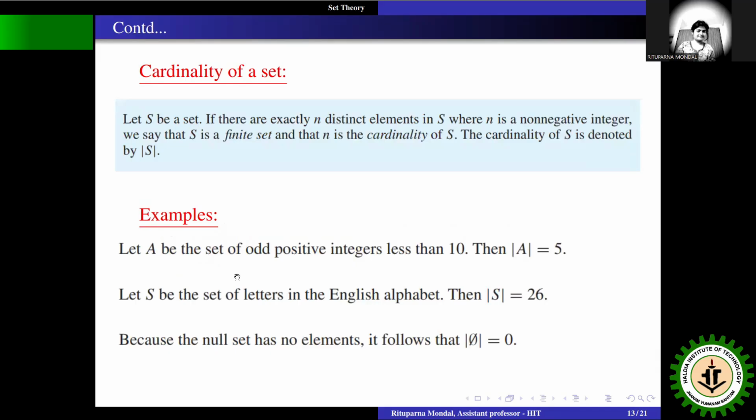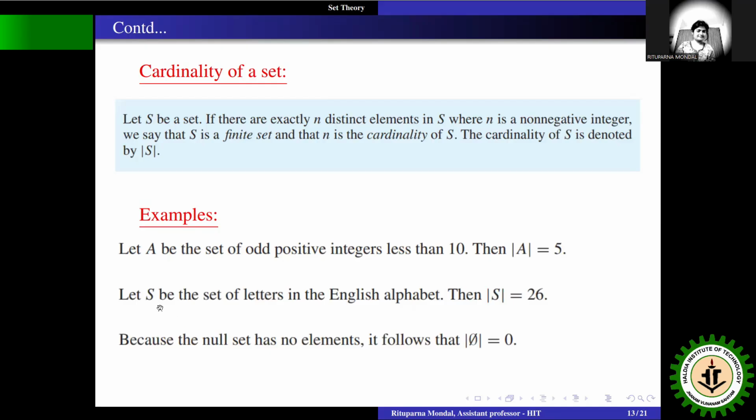Now, cardinality of a set. Cardinality means, let S be a set. If there are exactly n distinct elements in S, then we can say that the cardinality of the set S equals n. And this is the notation of the cardinality of a set. For example, let A be the set of odd positive integers which are less than 10. So, A contains the elements 1, 3, 5, 7 and 9. So, here it contains 5 elements. That is why the cardinality of A equals 5.